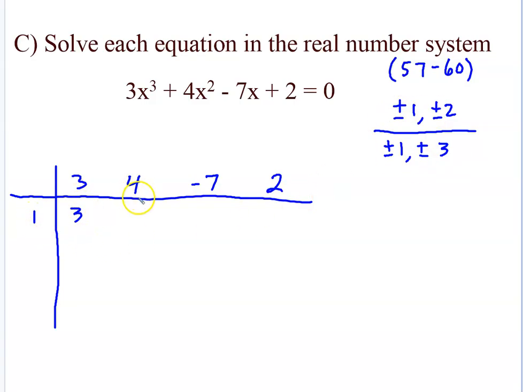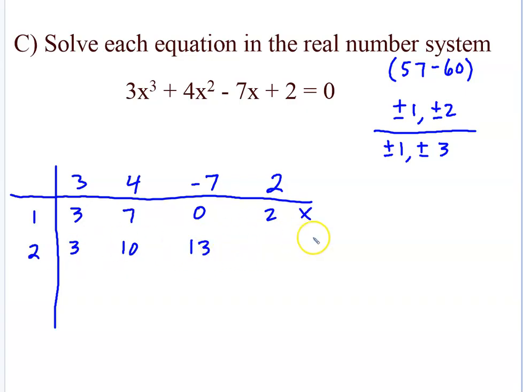3 times 1 is 3, plus 4 is 7. 7 plus -7 is 0. 0 plus 2 is 2. So that did not work, so let's try 2. All right, 2 you can see also comes out of this combination. So bring down the 3. 6 plus 4 is 10. 10 times 2 is 20, plus -7 is 13.